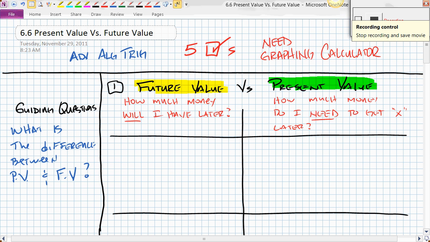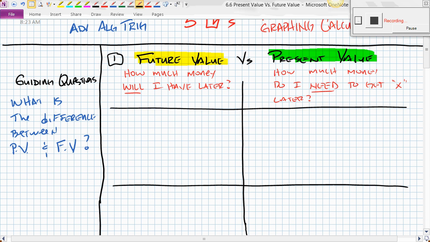There you go. Okay, so this section is all about present value versus future value. What I'm doing in the first box here is I'm going to give you the difference between the two of these things, okay? So the guiding question I have on the left is, what's the difference between present value versus future value? PV stands for present value. FV stands for future value, obviously.